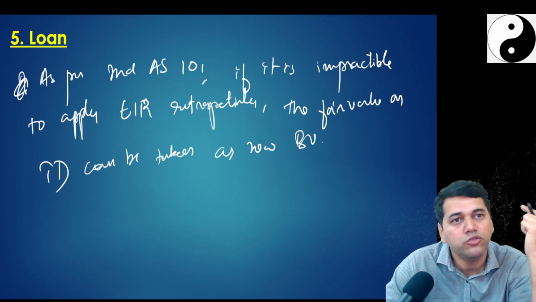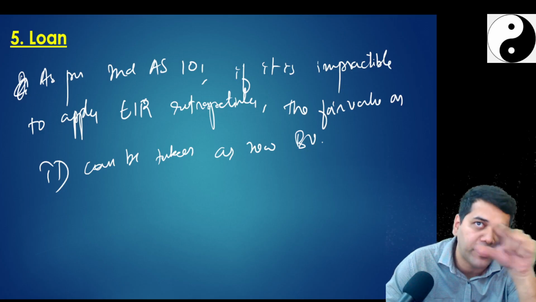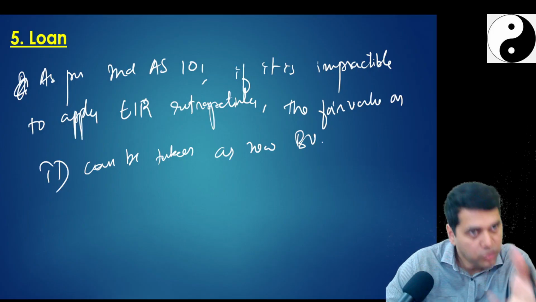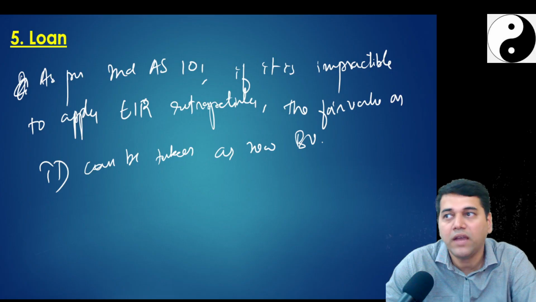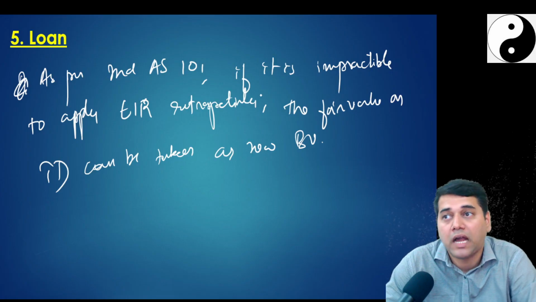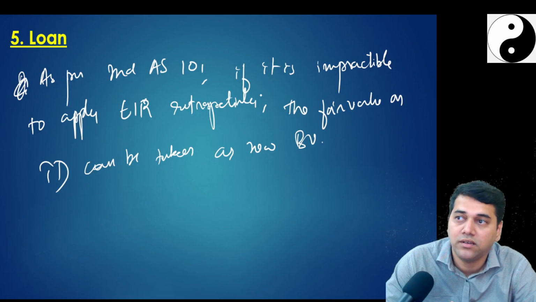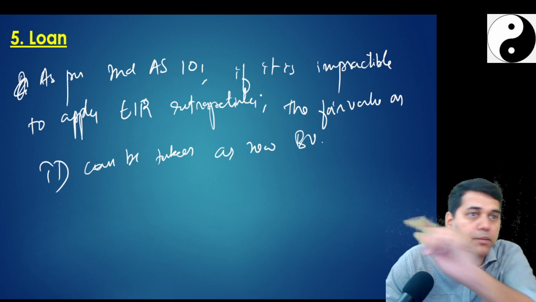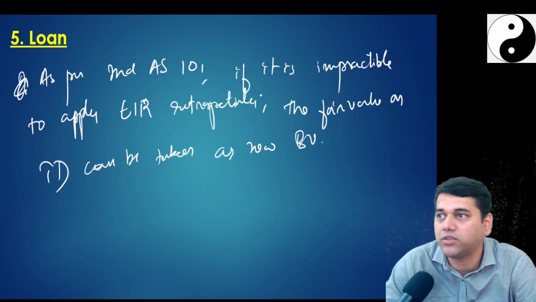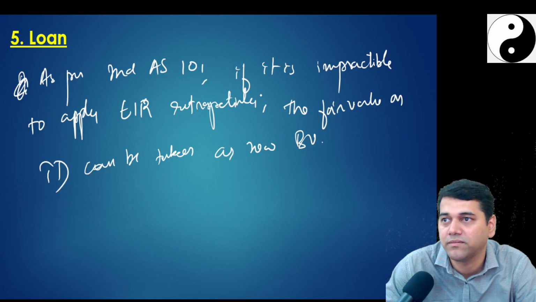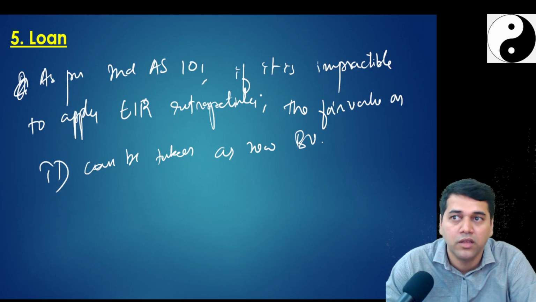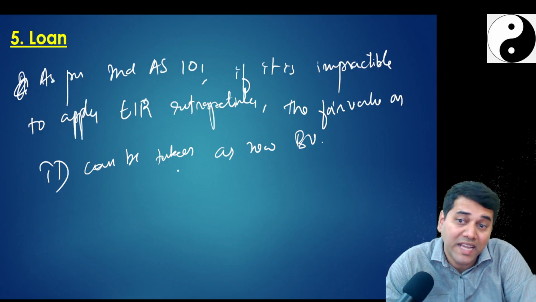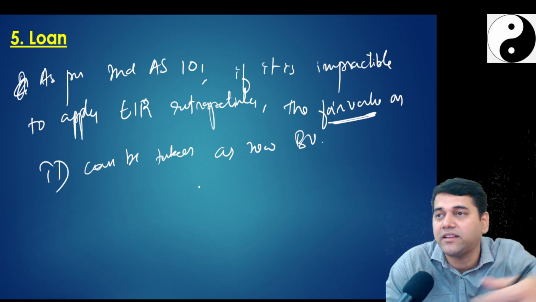Now can you go back to the EIR and change the EIR and find out the balance today? If yes, do it. If no, I will give you an option today. I will not permit you to take the book value of the previous one, that is for sure, because the transaction cost has got adjusted there, means you didn't consider it. What I will give you is to take the fair value today and take it as a new book value.